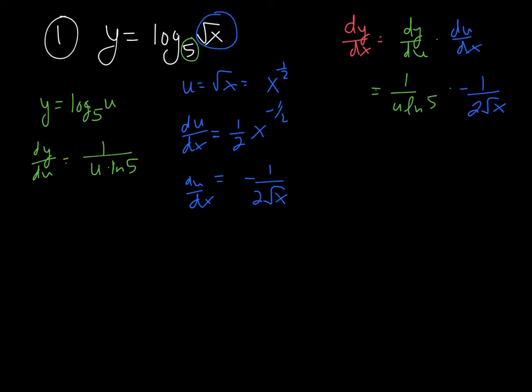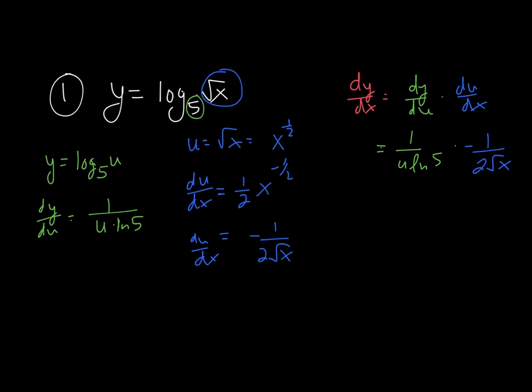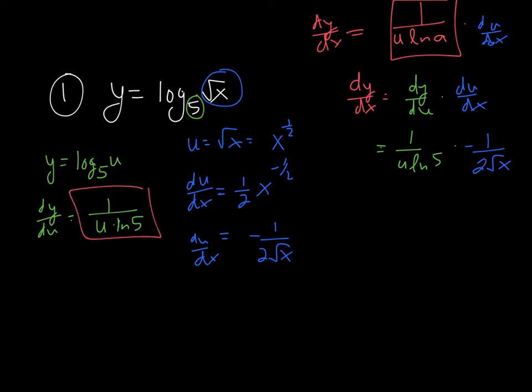Okay, and if you were going with the rule that I wrote down on the previous slide, I had written dy/dx is equal to 1 over u natural log of a times du/dx. So not to confuse you here, notice that my 1 over u natural log of a is my dy/du, and that's what I did over here. So it's really just a matter of preference if you like our u substitution for our chain rule, or if you'd rather just substitute this straight in here, you're welcome to do that.